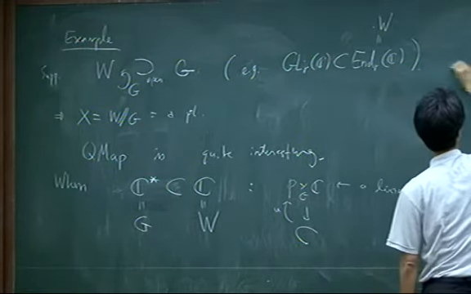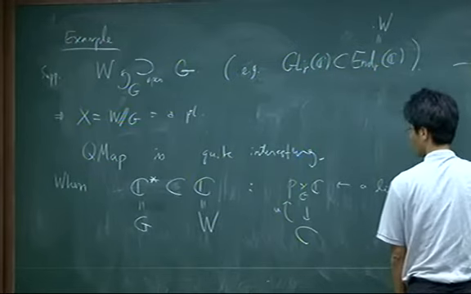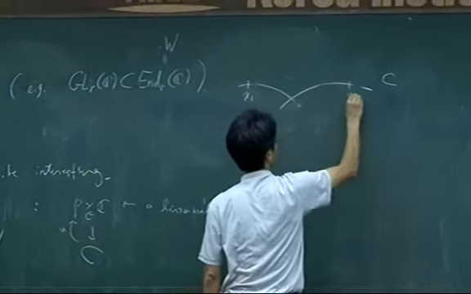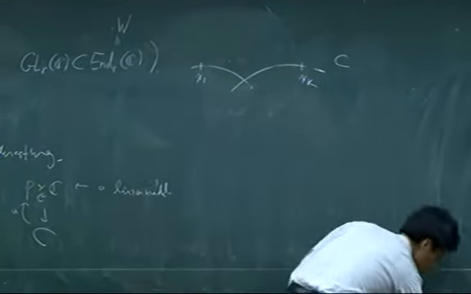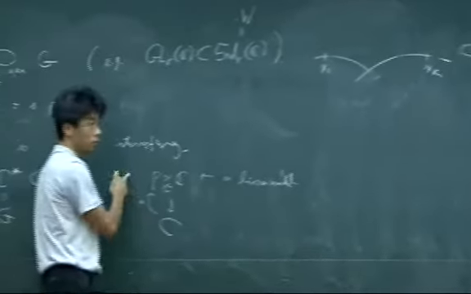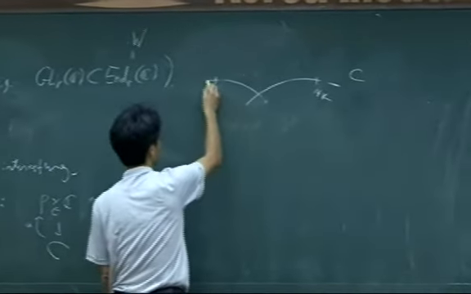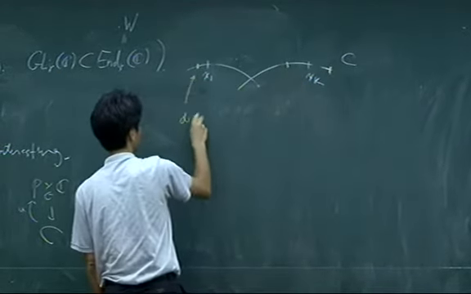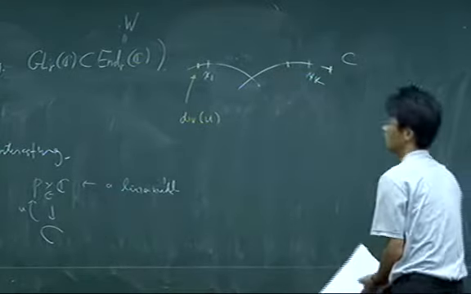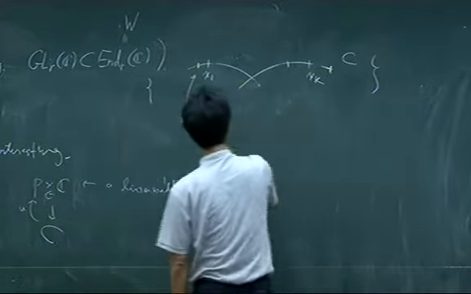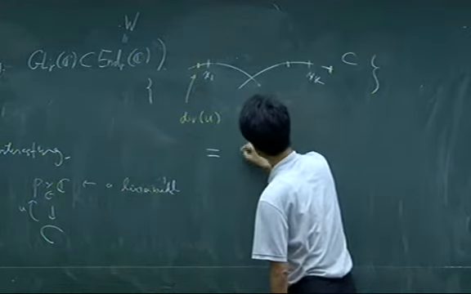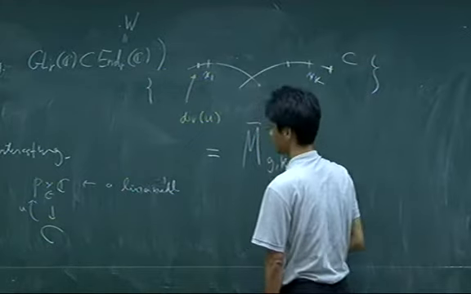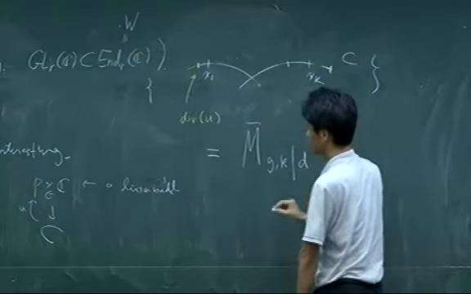So the picture looks like the following: the curve C, and you may have a marking. Also the divisor of U, which is supported outside of markings and also nodes, and so on. So this whole collection of such things can be denoted by M bar g,k and degree d. So d is the number of the degree.